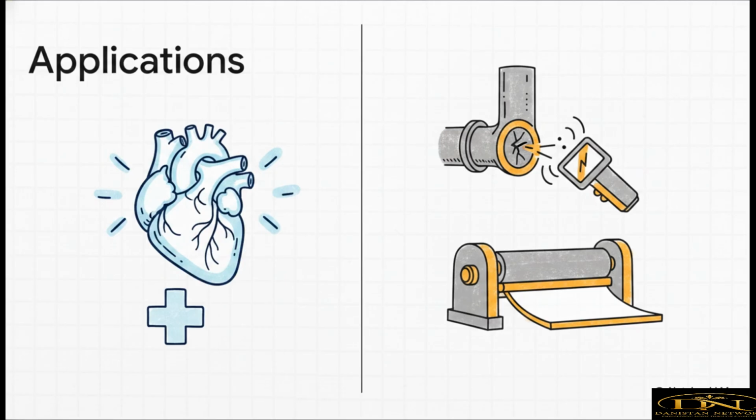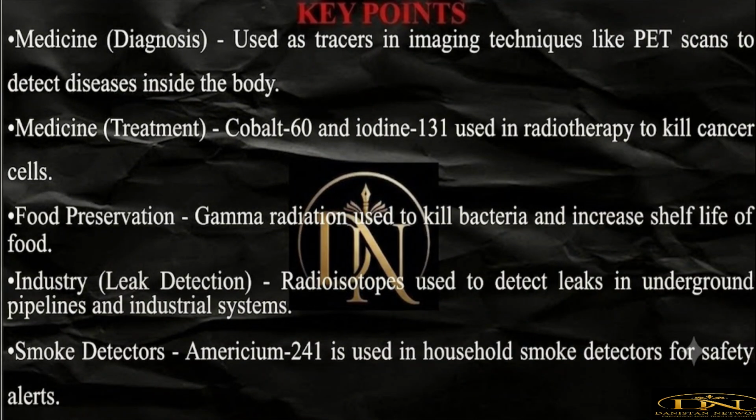And out in the industrial world, they're used for detecting leaks in oil and gas pipelines, measuring paper thickness in factories, and tracing chemical movement in complex systems. It's pretty amazing how these unstable isotopes actually help stabilize our modern industries. These are the key points related to this topic. Focus on them carefully as they are considered essential for your exams.